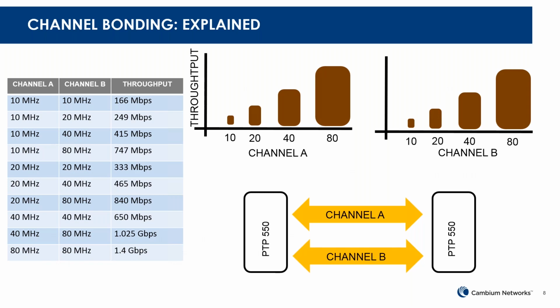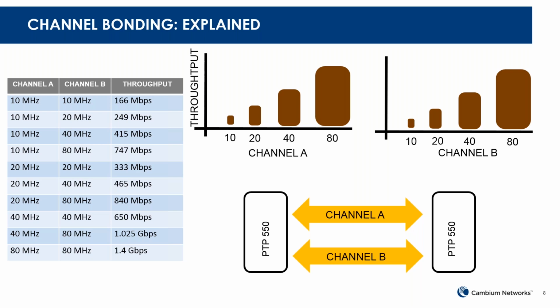So, channel bonding explained. The difference when you have two 550 or 550E is that in each one you have two radios built in. In this case, in the picture on the bottom right, we have a link between two PTP 550 or 550E. You have channel A and channel B connected, and each of the channels can operate at 10, 20, 40, or 80 megahertz channel sizes, independent of each other. That gives us a broad variety of channel combinations, which you can see in the table on the left.